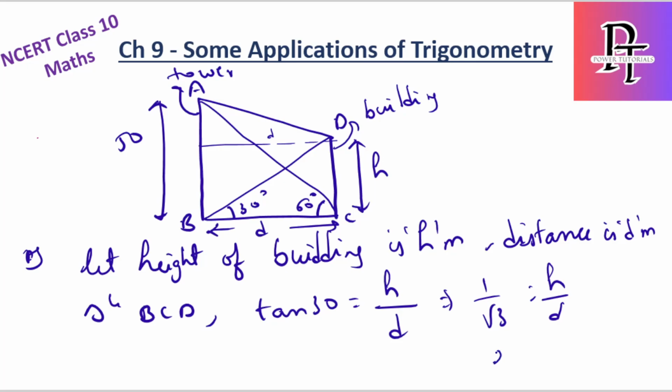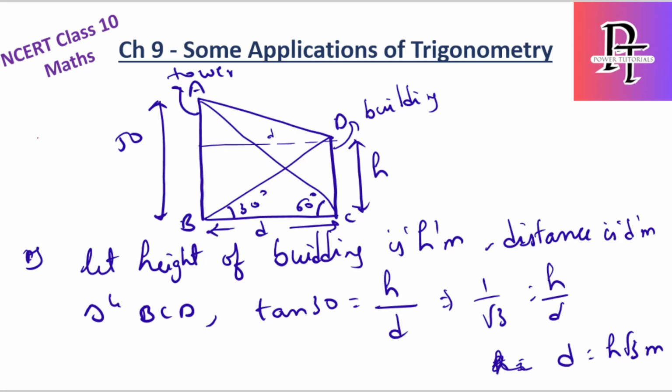So I can write d is equal to h root 3, so that you can use the same d in the other point. Let's continue. d will become, by cross multiplication, h root 3 meters. Okay, let's continue. d is h root 3 meters. Let's go to the next point.